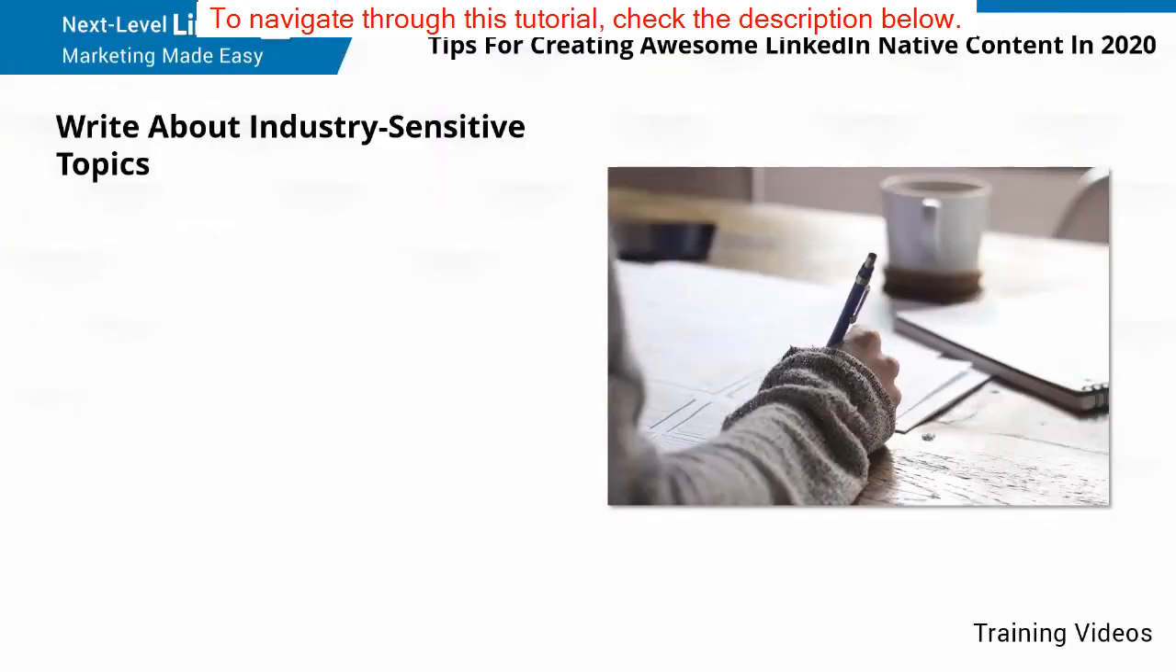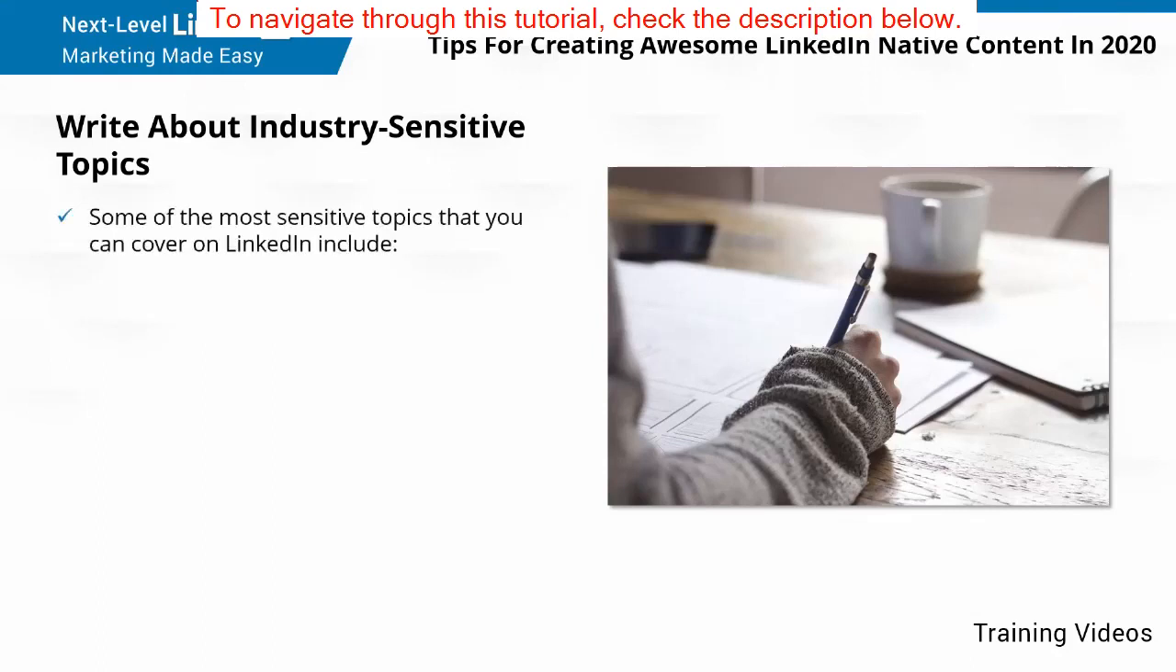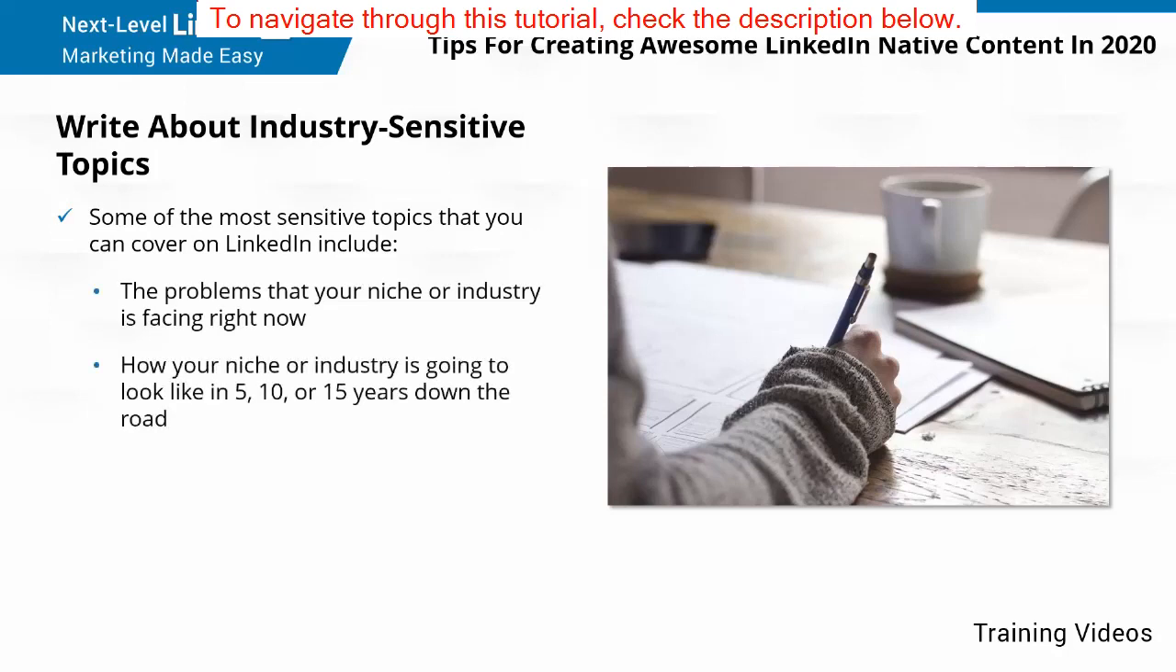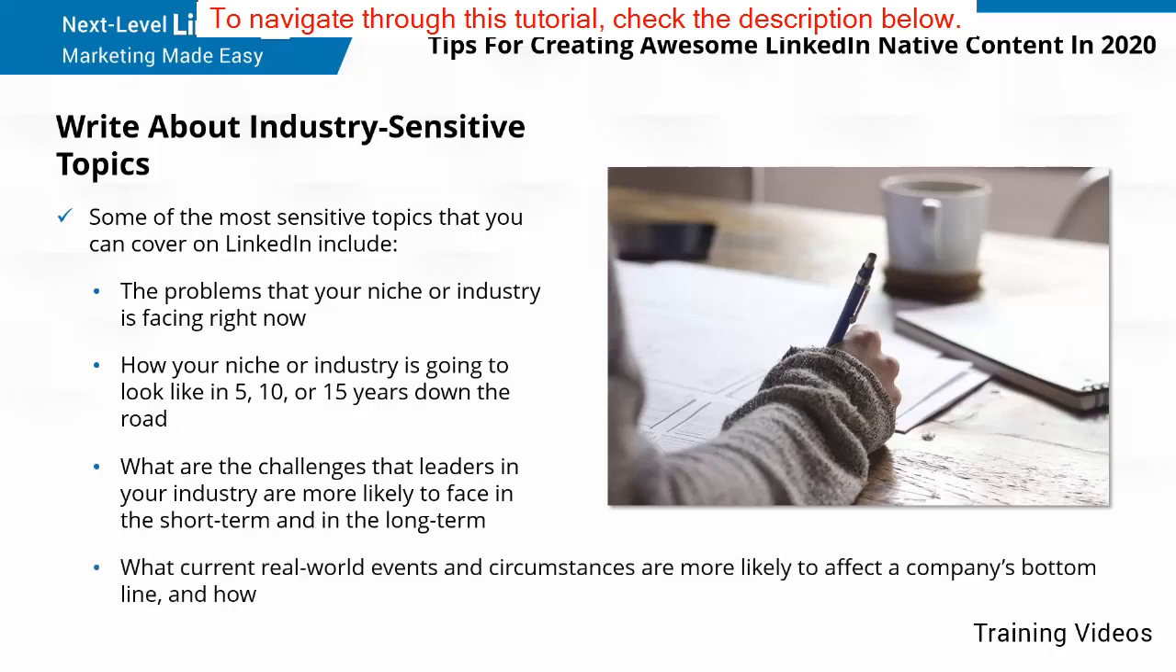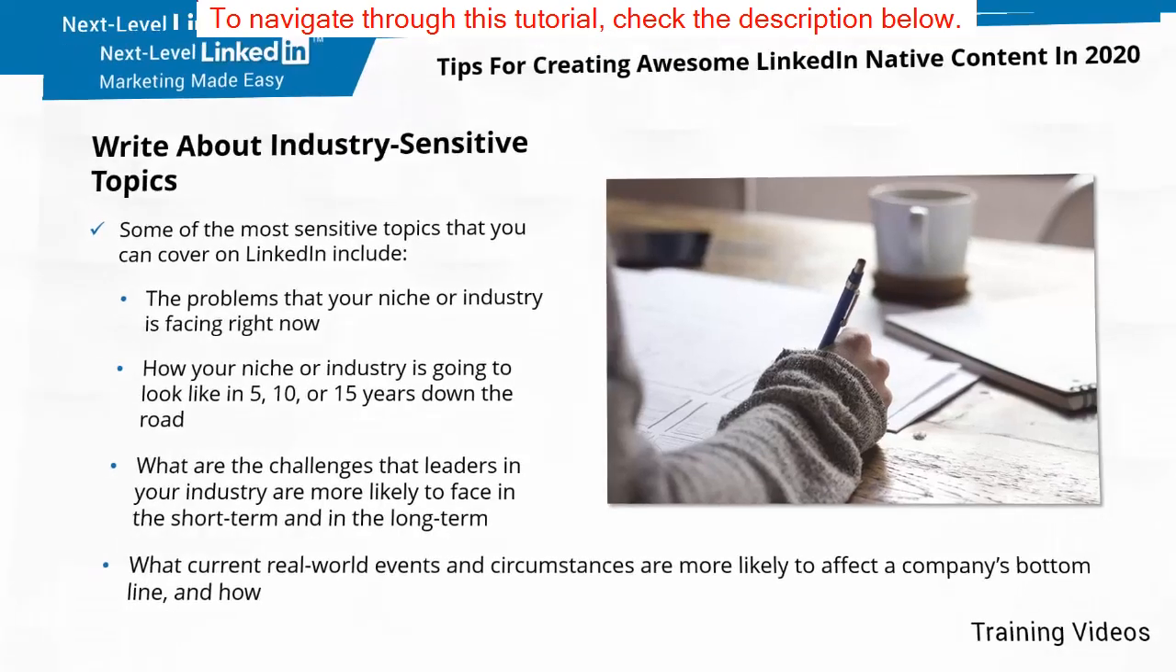Write about industry-sensitive topics. If you want your content to resonate, you have to write about sensitive topics, such as the current state and future of your industry. Some of the most sensitive topics that you can cover on LinkedIn include the problems that your niche or industry is facing right now, how your niche or industry is going to look in 5, 10, or 15 years down the road. What are the challenges that leaders in your industry are more likely to face in the short term and in the long term? What current real-world events and circumstances are more likely to affect the company's bottom line, and how?